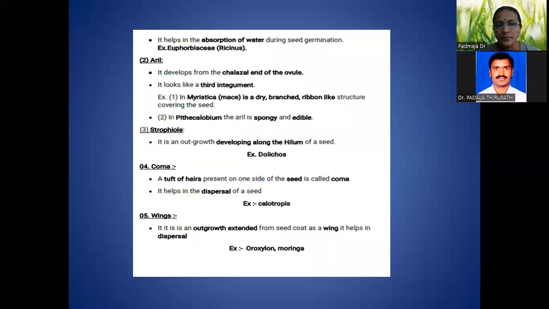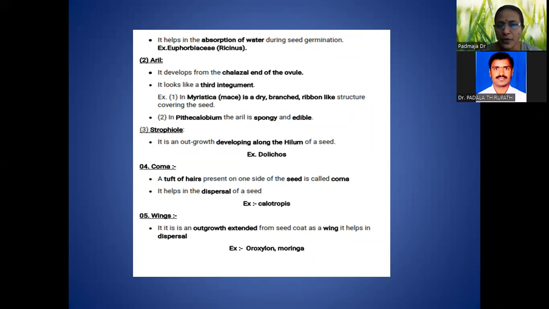And the aril develops from the chalazal end of the ovule. It is also considered as the third integument. In Myristica, there may be ribbon-like structures seen as outgrowths. In Pithecellobium, the aril is spongy and edible.